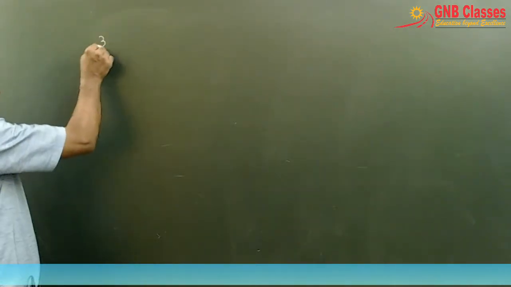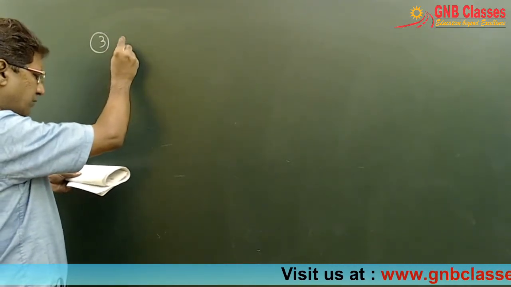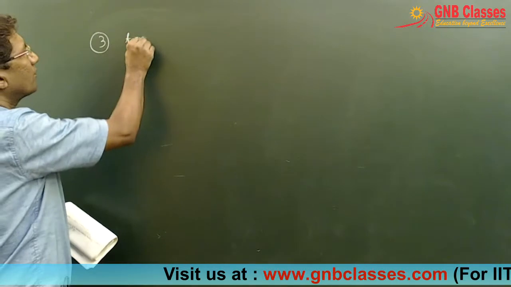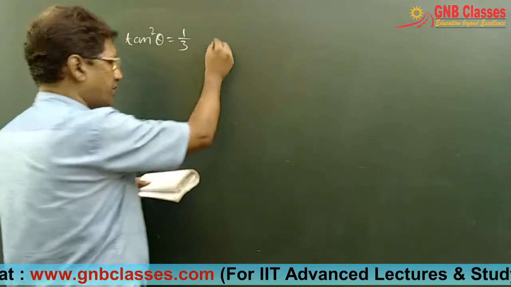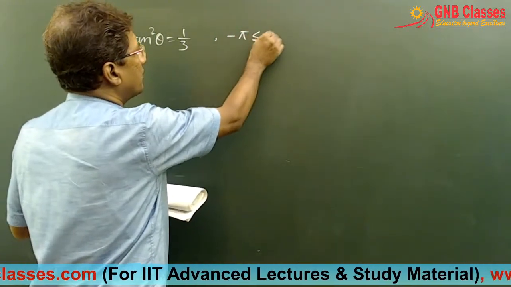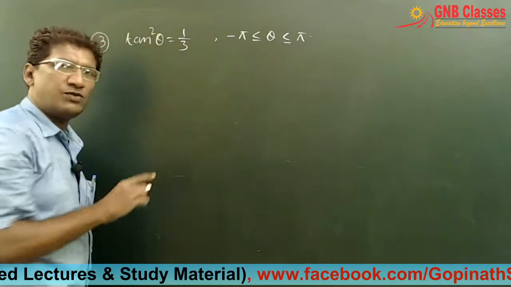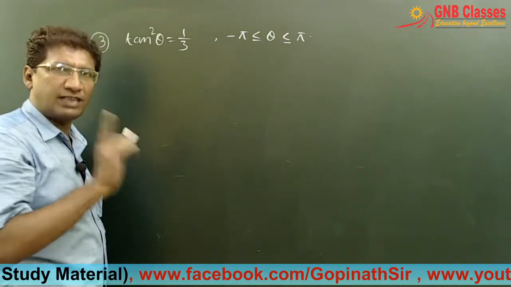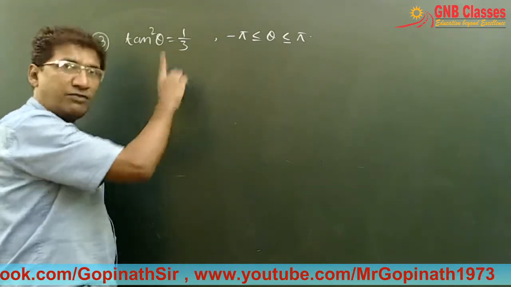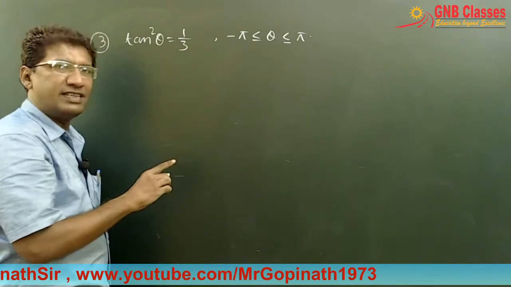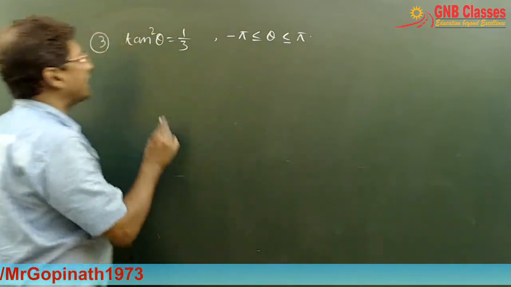Now let us take the third question: find the values of theta which satisfy tan square theta is 1 by 3, where theta is lying between minus pi and pi. Again, in this case, we are going to find the particular values of theta. First, we will find the general solution, then we will put the values of n, where n is an integer, and find those values of theta which fall between minus pi and pi.